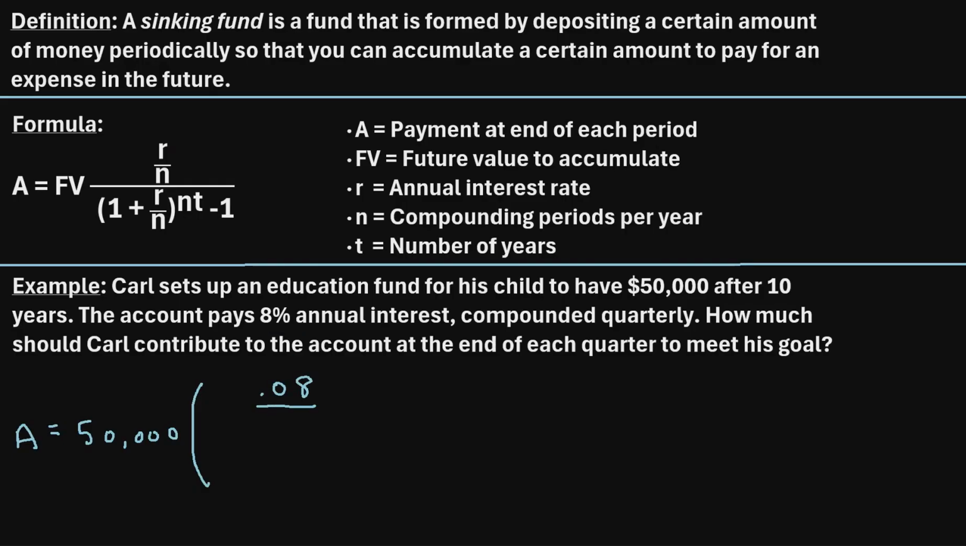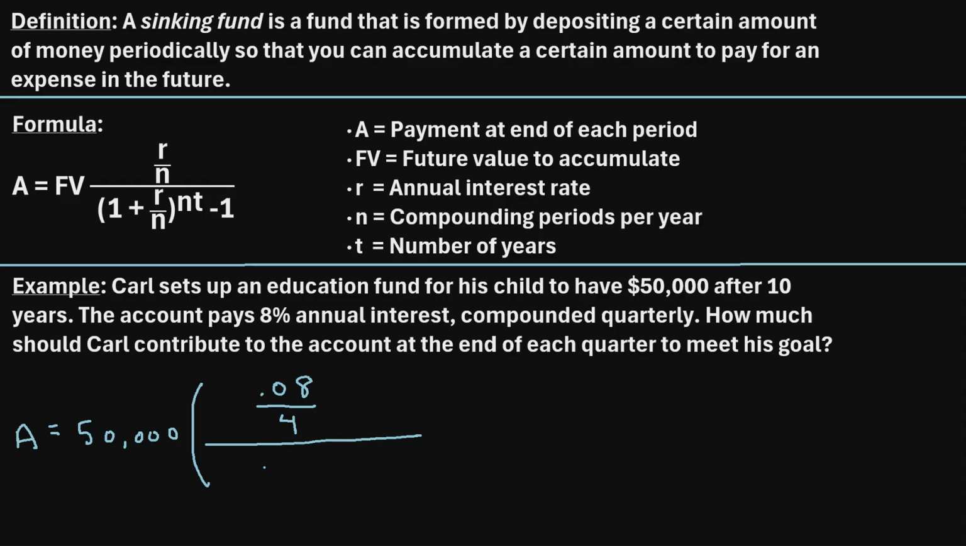And we're dividing that by N, where N is the number of compounding periods per year. So in this example, it says the account pays 8% annual interest compounded quarterly. There are 4 quarters in a year, so it will be compounded 4 times per year. So for N, we're going to use 4. So put a 4 right there.